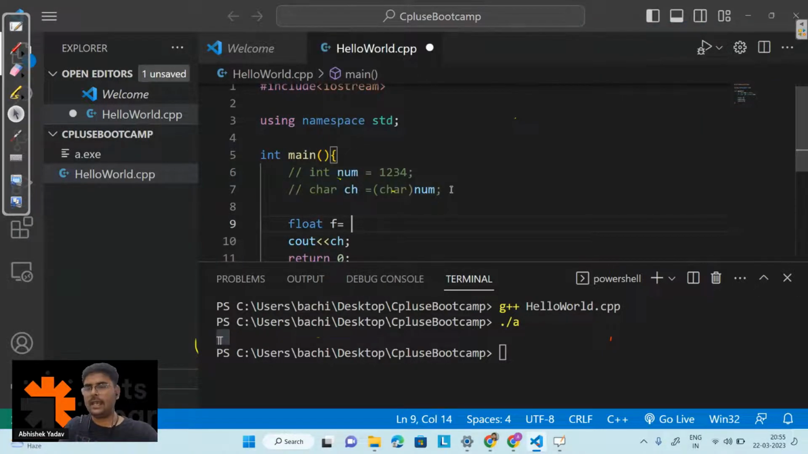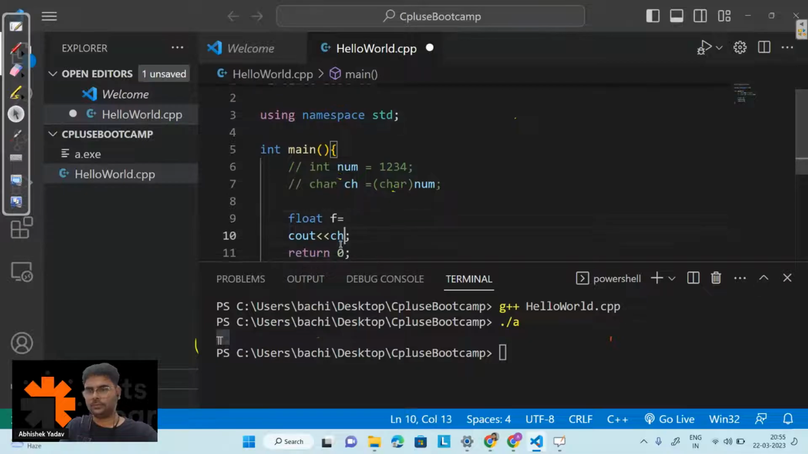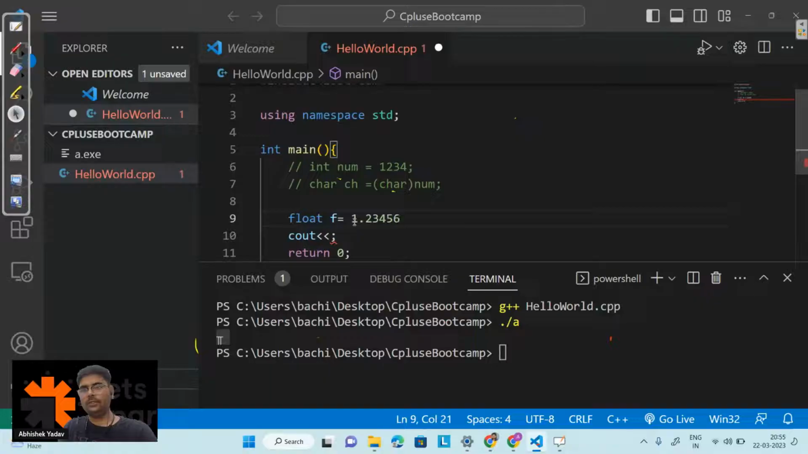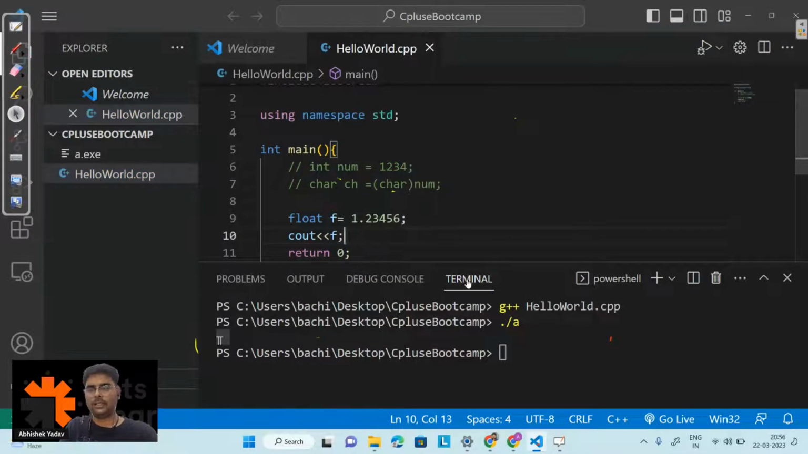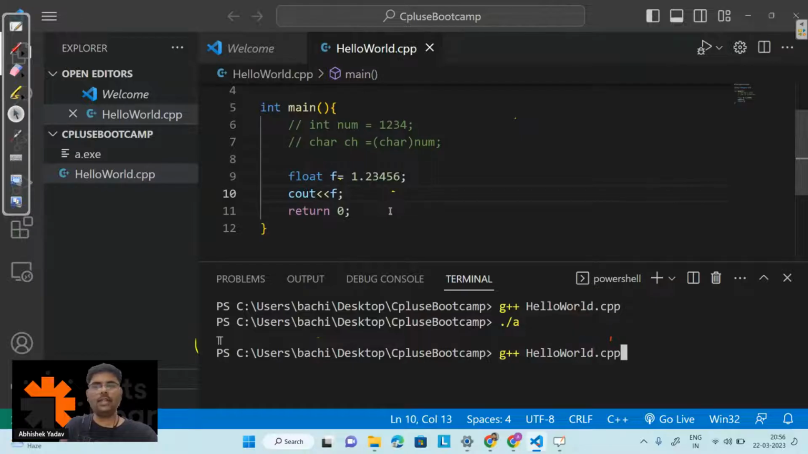Float f is equal to 1.23456. Okay, and after that I have to print f on the output screen, right? Let's see. So today I will give you the overview of float, and in tomorrow's session we will see how we can print up to a particular decimal digit. After the decimal point, how we can print up to a particular number, like if I have to print 3 decimal values, how I can do that.